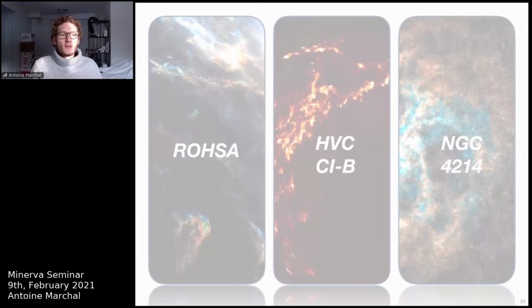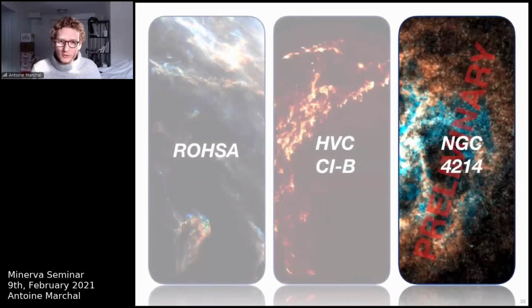All right, so we've performed a phase separation in the Milky Way disk in the HVC complex C. The last thing I would like to show you is not phase separation, but still a Gaussian decomposition using ROHSA in a nearby galaxy, NGC 4214. This is very preliminary, but I think it might be very interesting for you to see that.